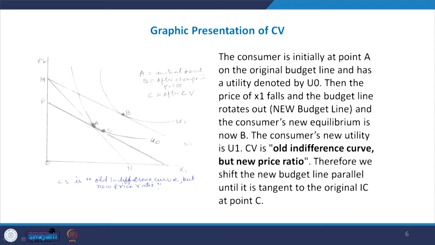So, movement from A to B in this graph is due to the change in the price of the product. When the price of the product changes, the welfare of the consumer improves and the consumer reaches a higher level of satisfaction. Now, if you reduce the budget of the consumer to be spent on the two products, then the new budget line, which is parallel to the MN1 line, is now tangent at point C. So, movement from B to C is due to the compensated variation, or the budget is curtailed in such a manner that the consumer again reaches the same level of utility. So, the consumer is now neither worse off nor better off.